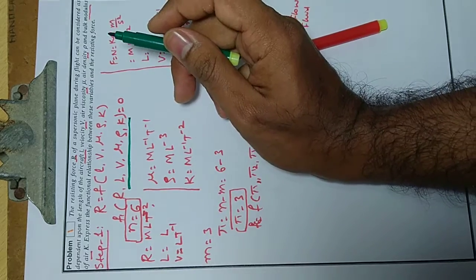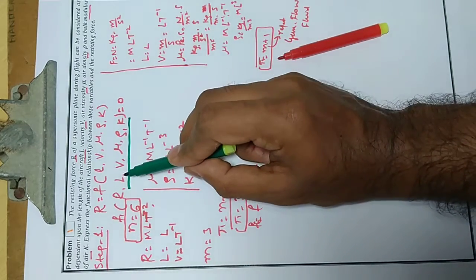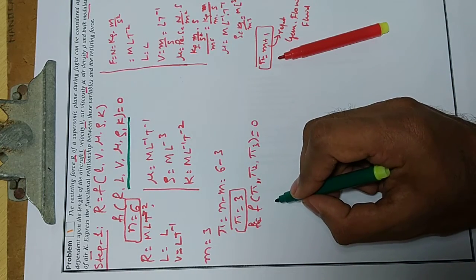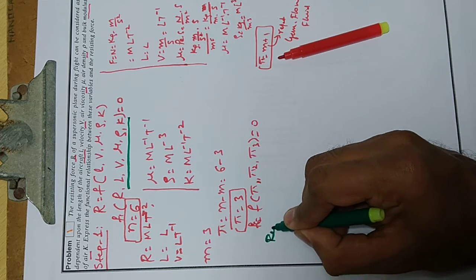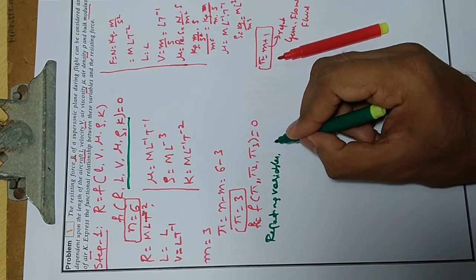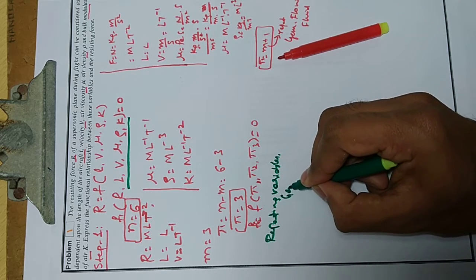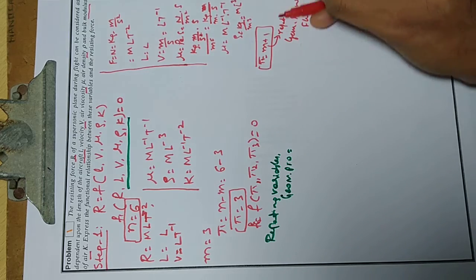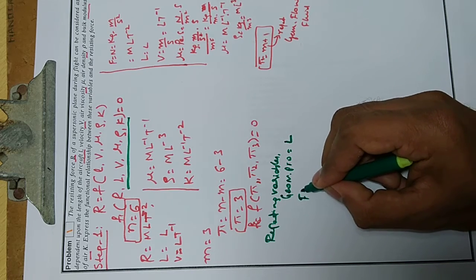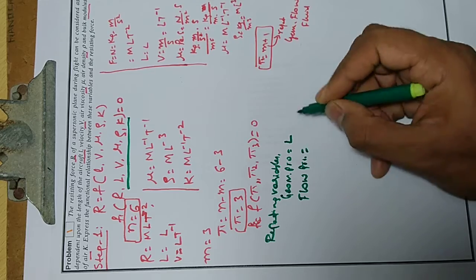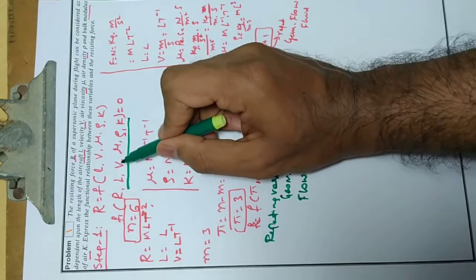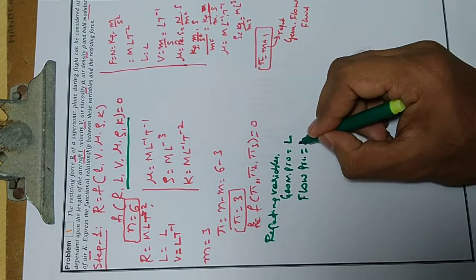One is the geometric variable. Which one is the geometric variable in this problem? Length is the geometric variable. So for the repeating variables, one is for the geometric property, that is length. Next is the flow property. Flow property here is only the velocity. There is no acceleration. If the acceleration were there, you would still choose velocity as the flow property.